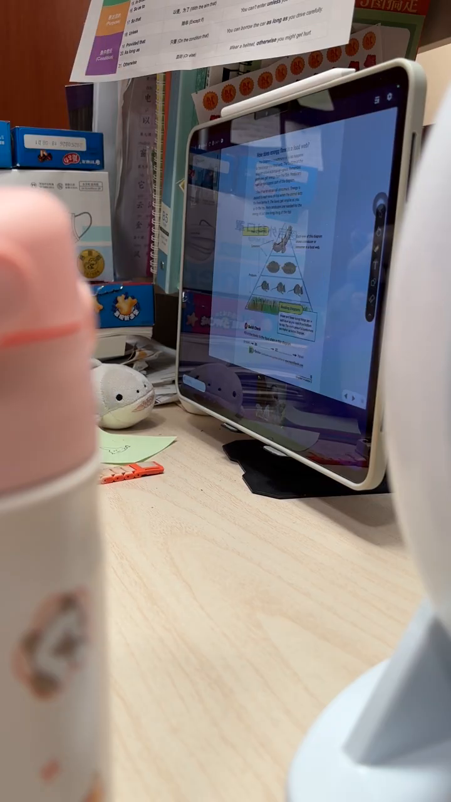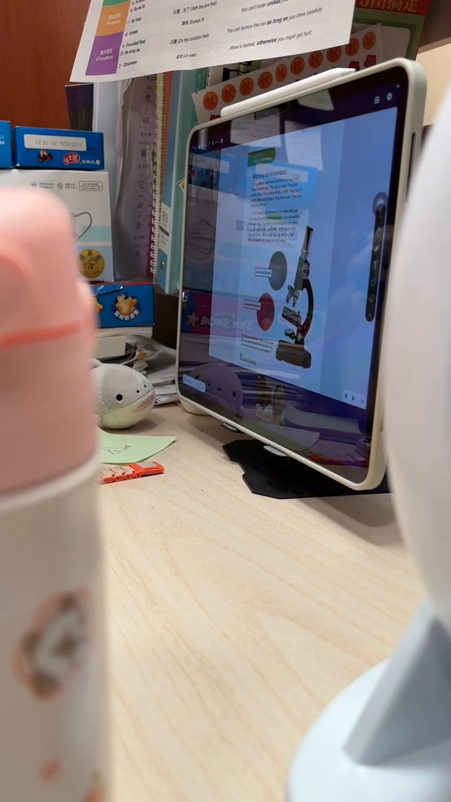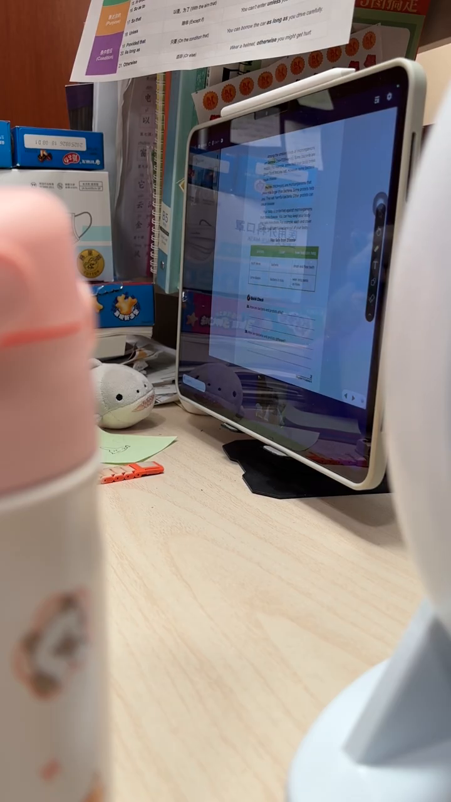Going forward. Here we go. All right, here is your bacteria. Ooh, but what is this one? What was this one? Do you remember? Protist. It's a protist. Yes, that's right.